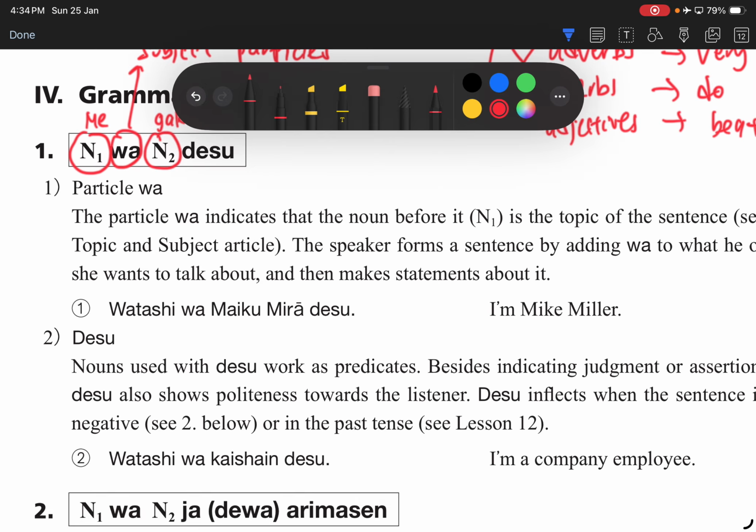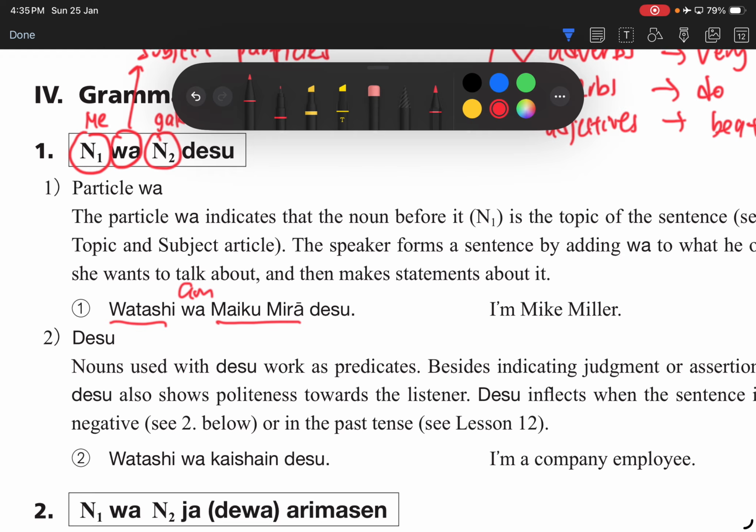Watashi wa Mike Mira desu. So watashi is I. Mike Mira is the person's name, so it's talking about his name. So I am Mike Miller, or he is Mike Miller, for example. So we have this particle wa to represent am or is in Japanese. He is, I am, she is, they are. So this is how we form this very basic way to say I am this, I am that.